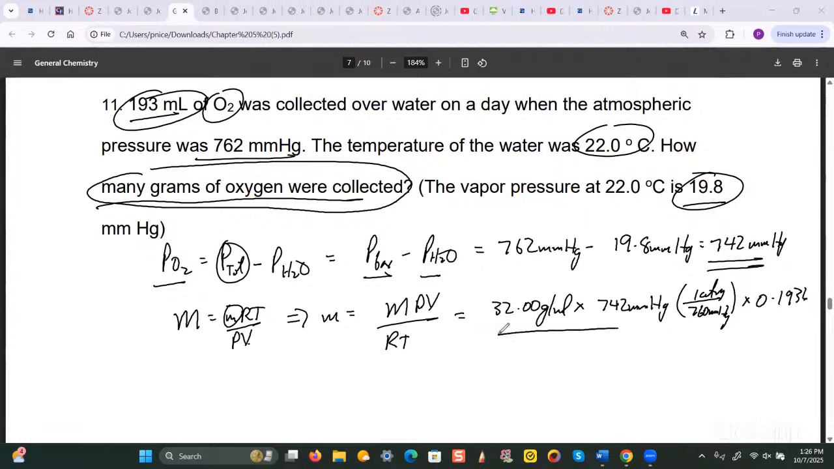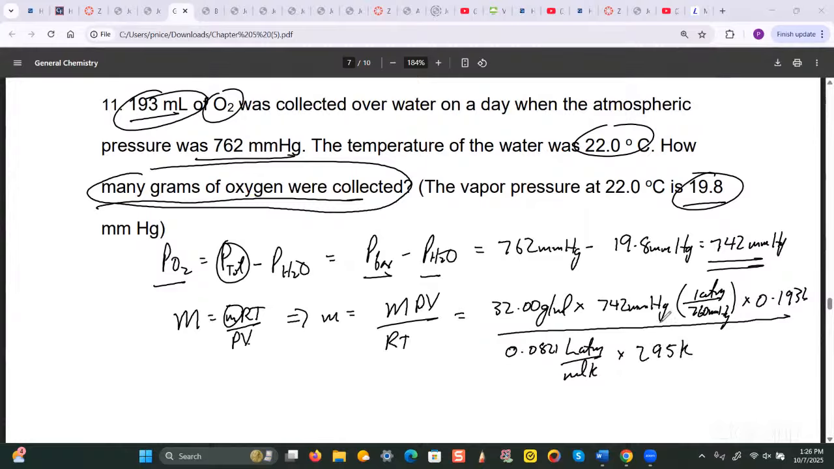And then we divide that by R, which is always 0.0821 liters atmospheres over mole Kelvin. And then we multiply by the temperature, which is 22 degrees, which we have to convert to Kelvin. So that's 295 Kelvin. And that's it.